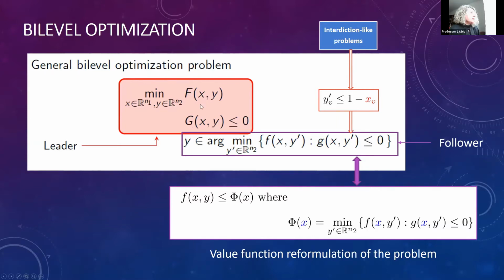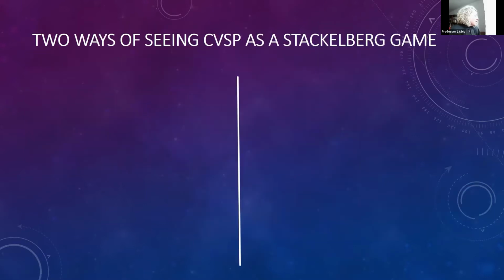In our case, we will work with the optimistic setting, okay? And one can show that for these specific interdiction-like problems that we have, there will be no distinction between optimistic and pessimistic, but I'm not going into these details in the rest of my talk. So let's see now how we can see this capacitated vertex separator problem as a Stackelberg game.